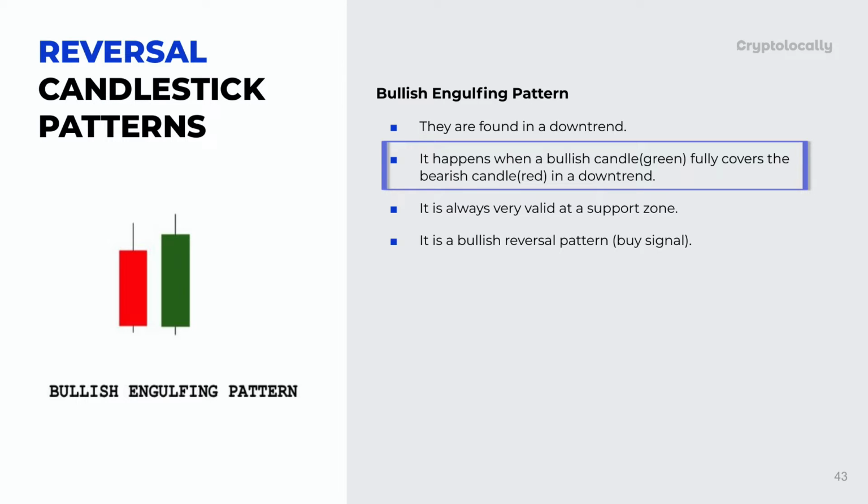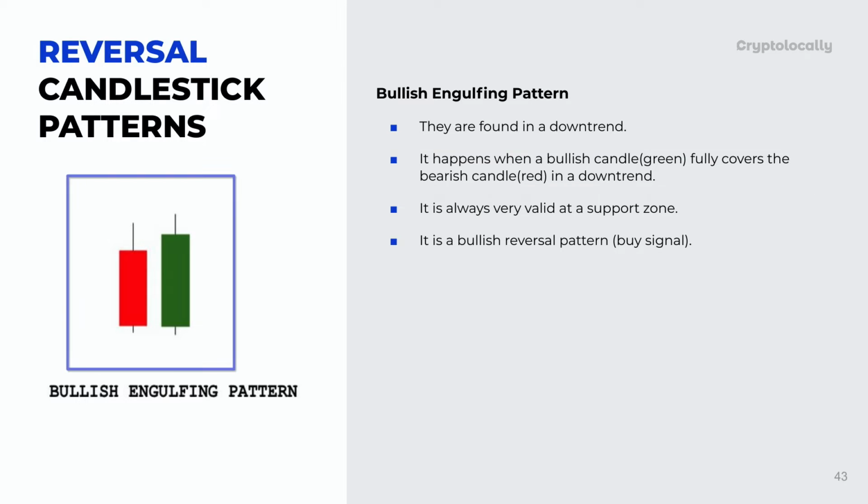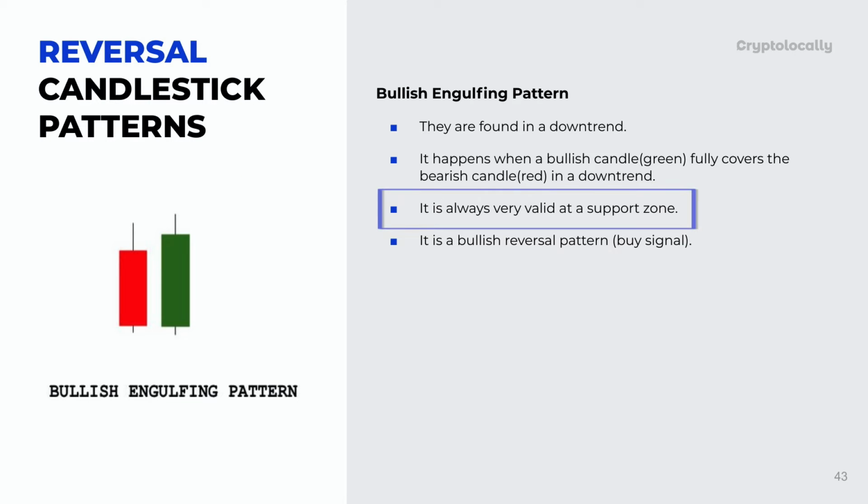Remember, you want to be looking for bullish engulfing patterns in a downtrend. It is always very valid at a support zone. So when you see them in between charts, please, they don't mean anything. They only mean something at support. So when you see it at support, it represents a change in trend, a change to a bullish trend.